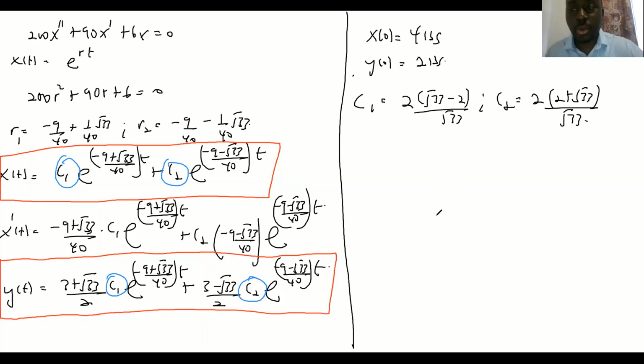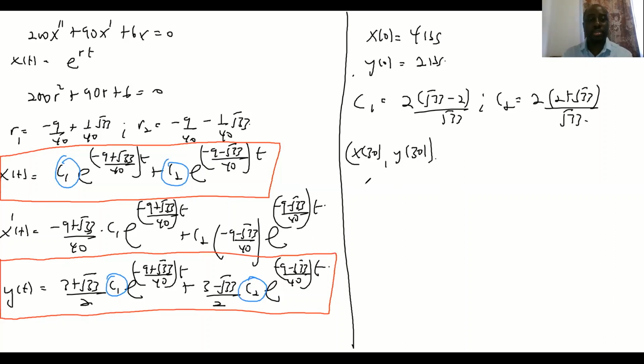And now that we have a particular solution, we can answer any question that we want. We can answer, well, what is the amount of salt in both tanks, say after 30 minutes, right? You just have to find x of 30 and y of 30. Right? And that gives you the amount of salt in both tanks after 30 minutes.